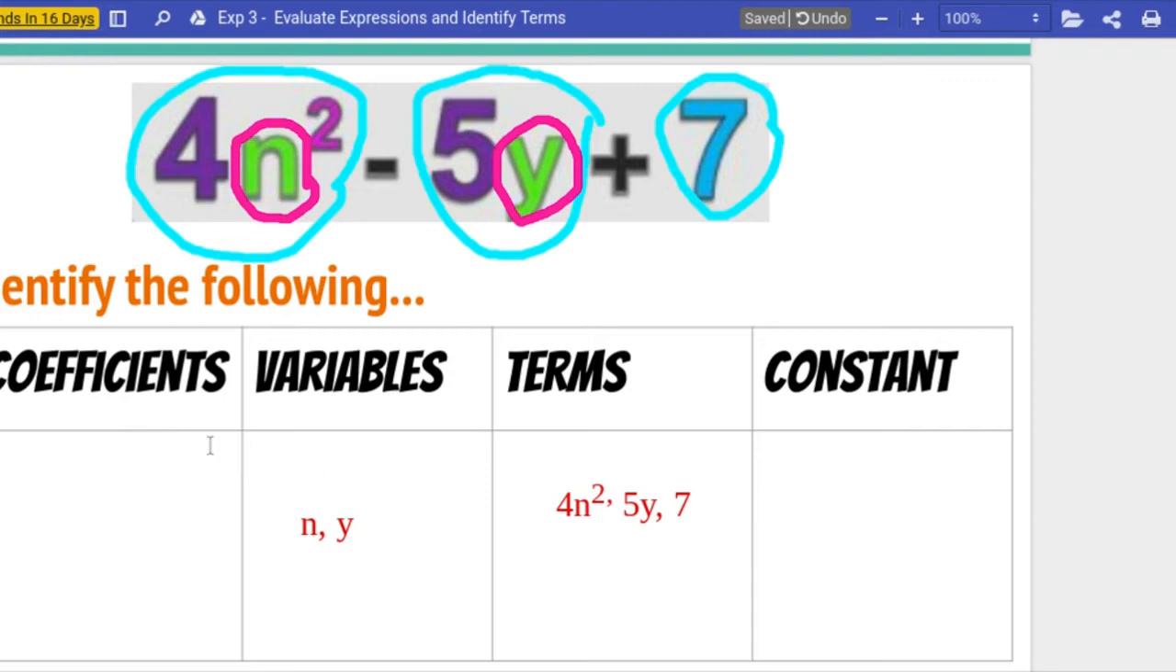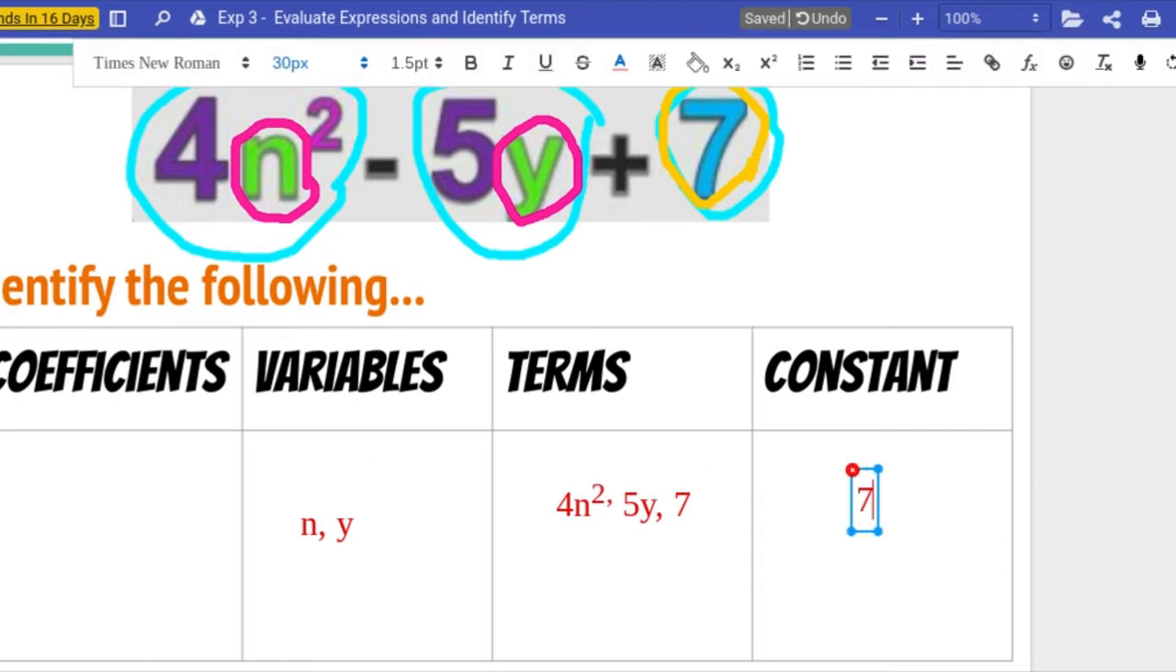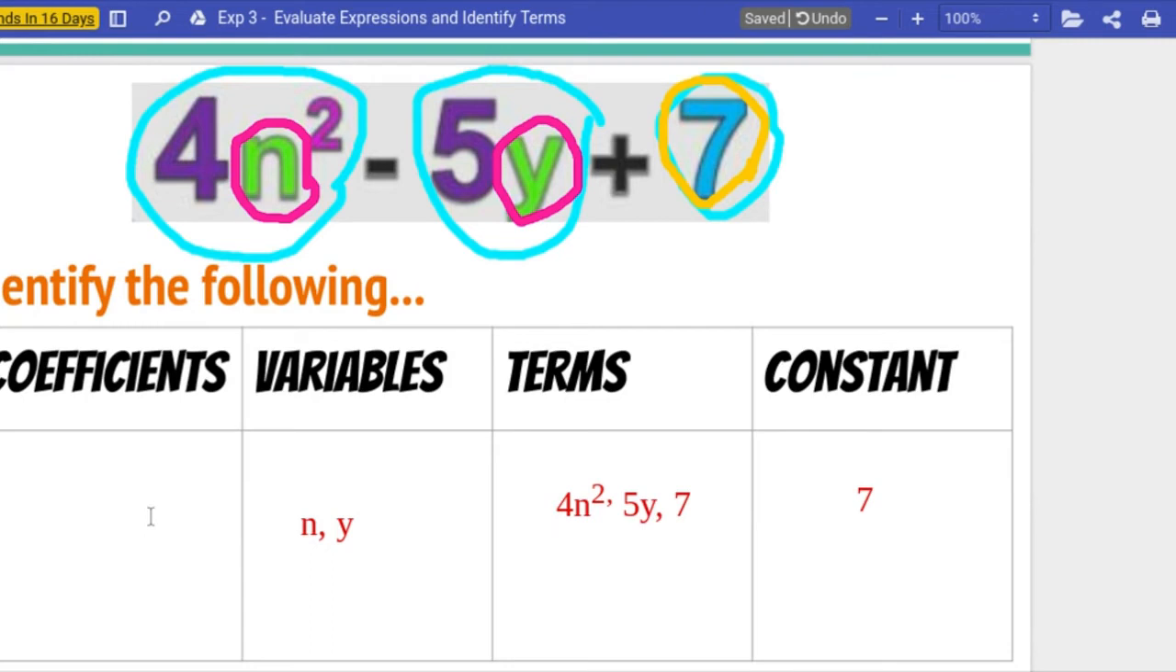Right there. Okay, I'm going to next look at the constants. The constants are the values, the terms that don't ever change. They stay the same. So this 7 out here, that is the constant in my expression. Its value will never change. It will always be worth 7.